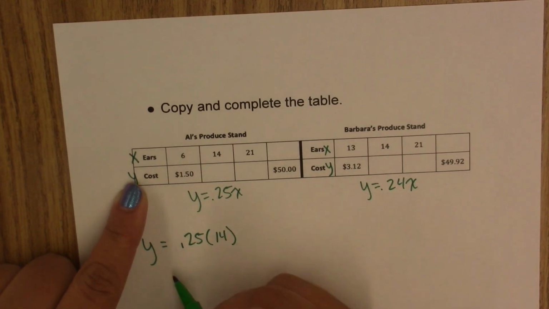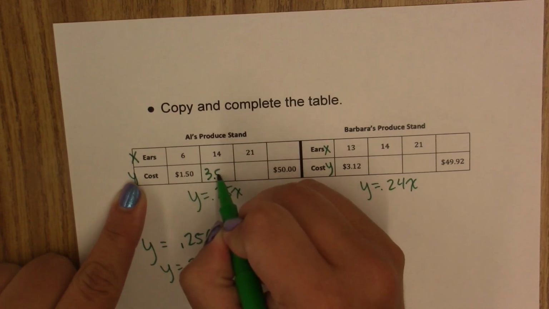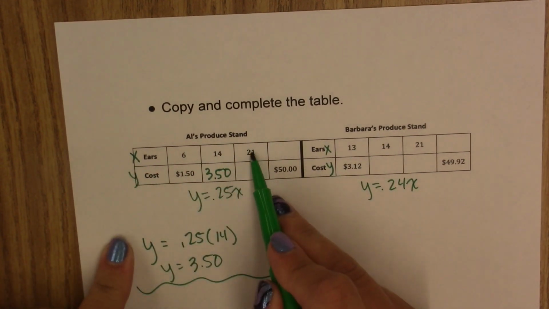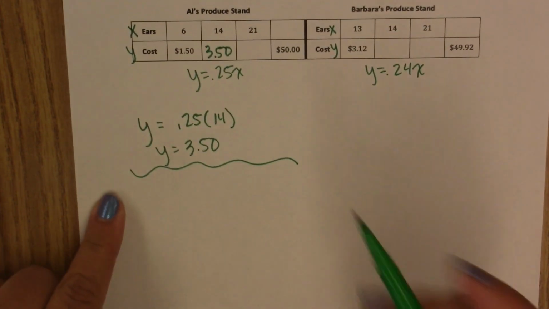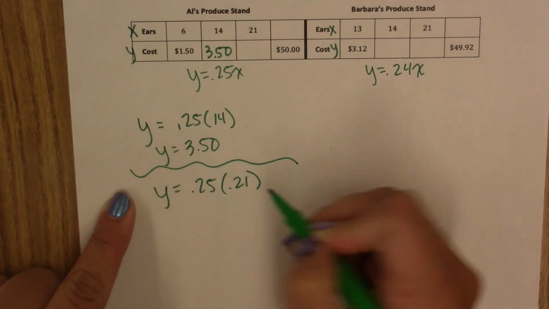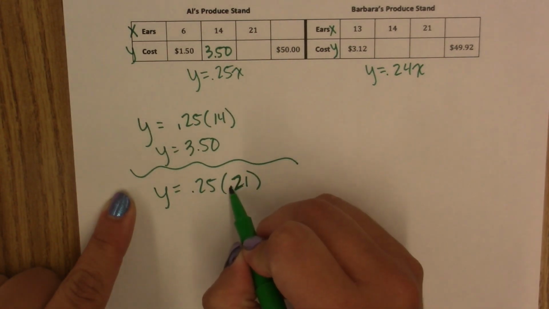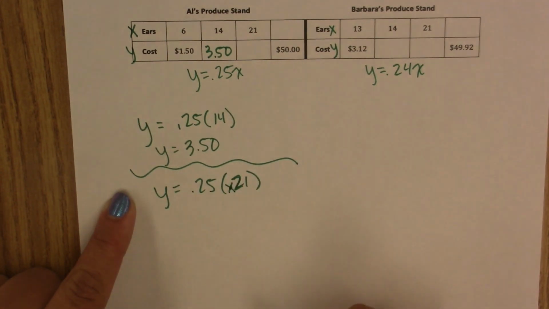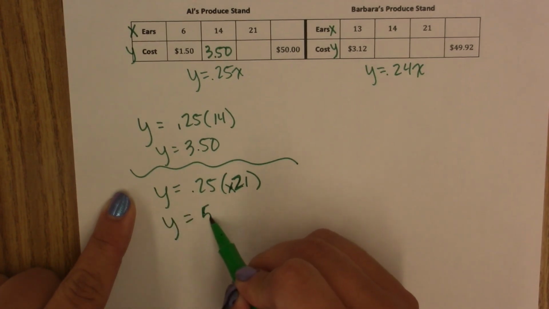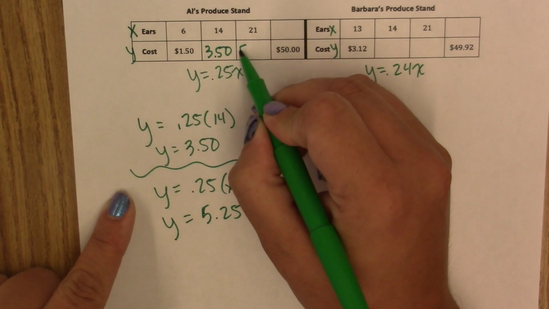So I have an x value of 14. So when I multiply, I get that it's equal to 3.50. Okay. I have an x value of 21. So y equals 0.25 times 21. Oh, not a decimal there, sorry. That should be there. We get y equals $5.25.